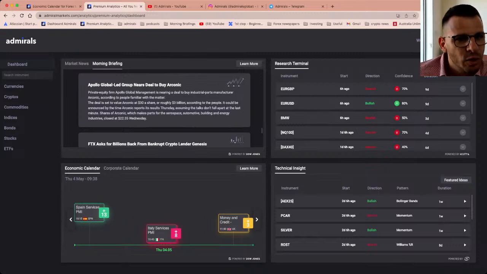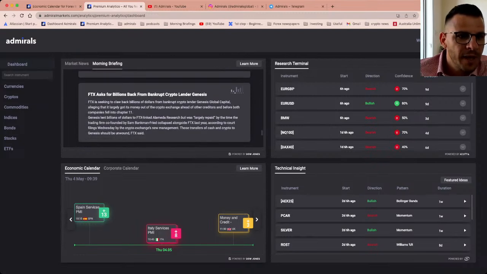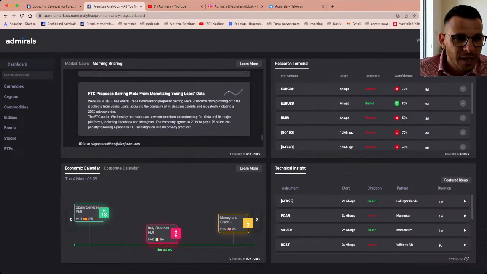Apollo Global Management nears deal to buy Arconic. FTX asks for billions back from bankrupt crypto lender Genesis. TikTok is launching an ad product for publishers and giving them a 50% cut. FTC proposes barring Meta from monetizing young users' data.